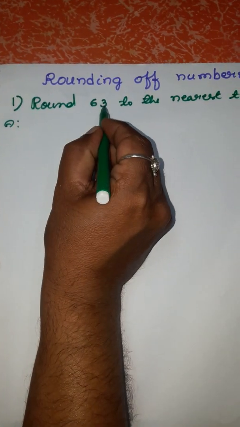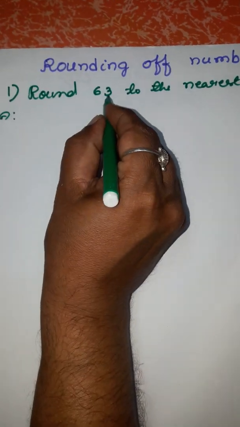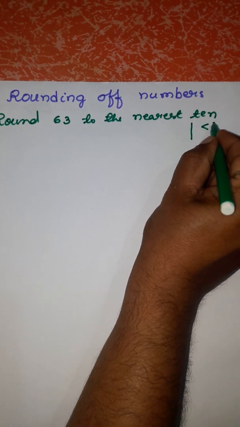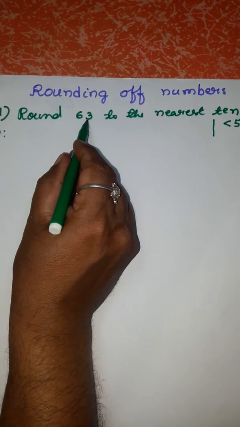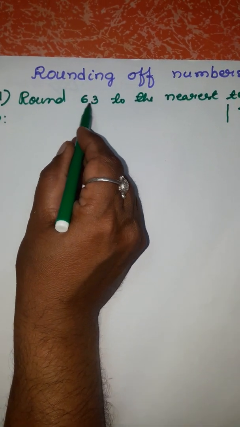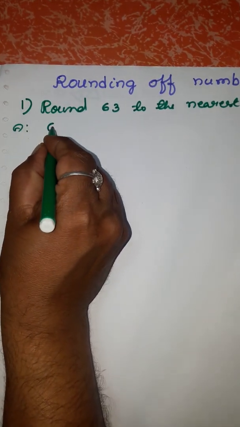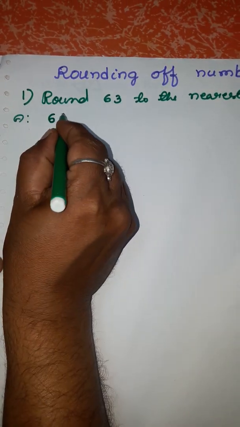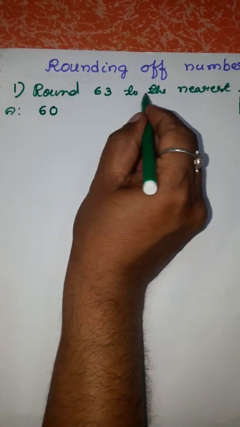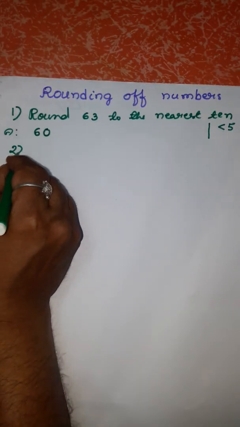Now the digit in the ones place is less than 5. It is less than 5. Now if the digit in ones place is less than 5, you need not add 1 to 6. Just write the digit in tens place as it is, 6, and make 3 as 0. So we have rounded 63 to the nearest 10. Answer is 60. Let us take the second example.